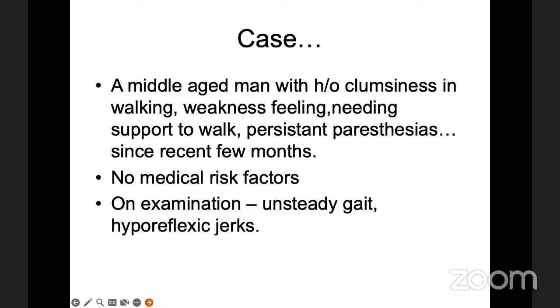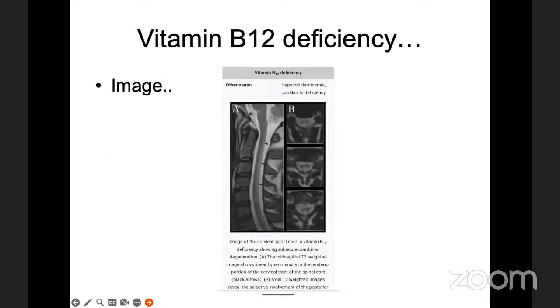So next case, a middle-aged man with a history of clumsiness in walking, weakness, needing support to walk, and persistent paresthesias that have been going on for the last few months. No medical risk factors. On examination, an unsteady gait and areflexic jerks. Other than that, he is basically a walker, but needing support to walk. So we asked for an MRI here.